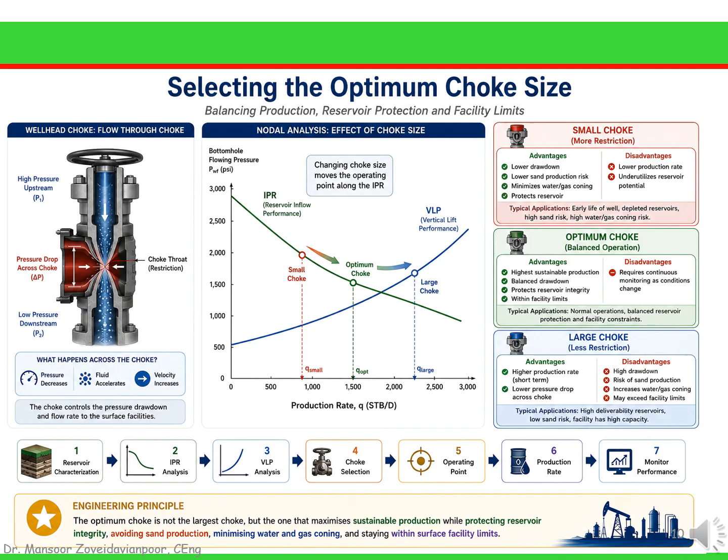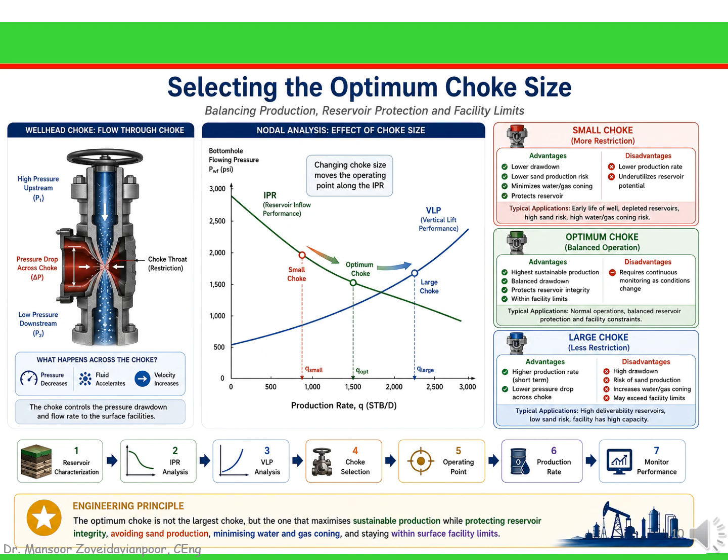Now look at the nodal analysis plot. The reservoir inflow, represented by the IPR, does not change. What changes is the surface back pressure. As the choke opening increases, the pressure drop across the choke decreases, the required flowing bottom hole pressure falls, and the operating point moves along the IPR toward a higher production rate. Closing the choke has the opposite effect, increasing back pressure and reducing production.